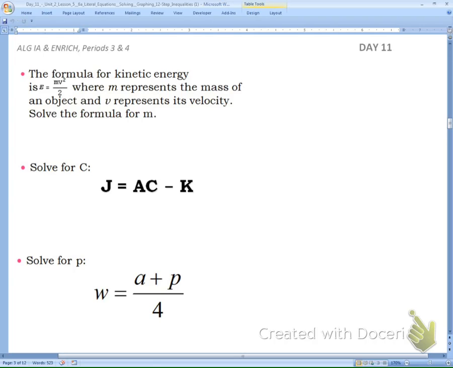Alright, so the next one says the formula for kinetic energy is E equals mv squared over 2, where m represents the mass of the object, v represents the velocity, and they want to solve the formula for m. This looks like a typical question you're going to have in classes like ICP. So what you're solving for is the m. That's the most important variable. Let's rewrite the equation a little bit bigger so that we can see it. E is equal to mv squared all over 2. And we need to solve for that m.